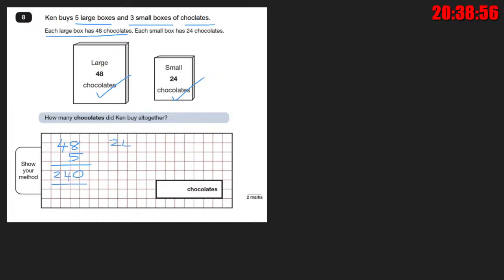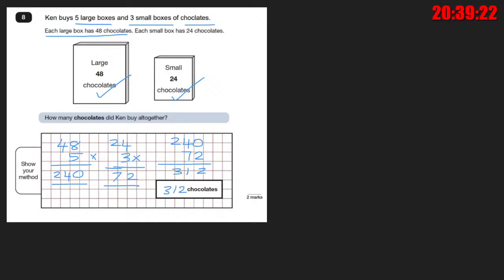And then 24 times 3, you multiply this as well. So 24 times 3, 3 times 4, 12, 1 remaining, 3 times 2, 6 plus 1 is 7, 72. So 240 add with 72, then 2, 7 plus 4 is 11, 312 chocolates, right?